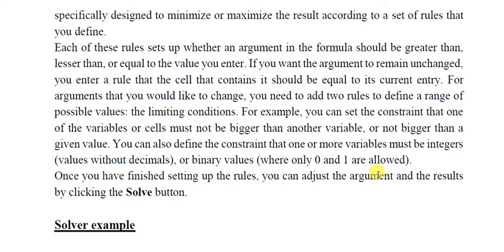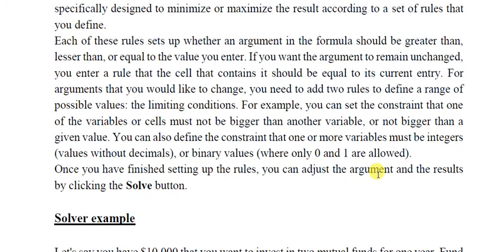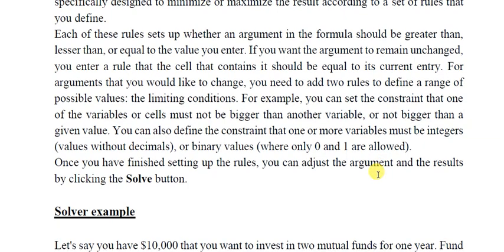For arguments that you would like to change, you need to add two rules to define a range, that means the limiting condition. For example, you can set the constraint that one of the variables or cells must not be bigger than the other variable. So you can have the rules depending upon it. You can also define constraints that the value will be without decimal point, or that it can only have binary values. So if your result depends on particular rules, then you apply the solver.